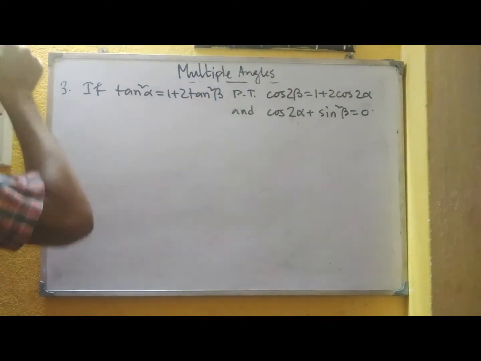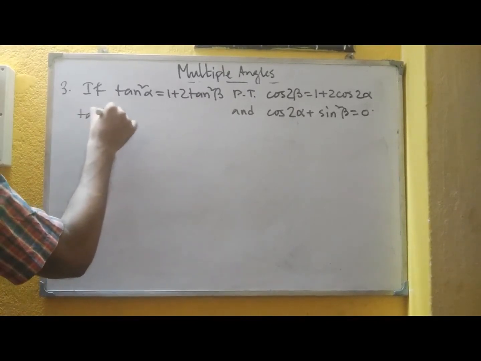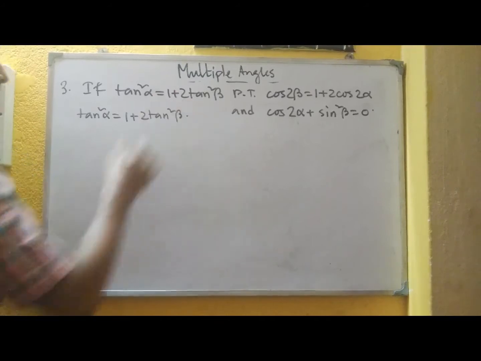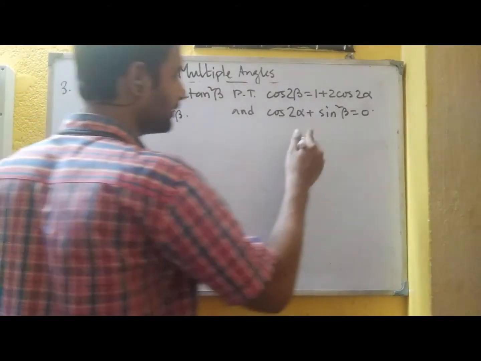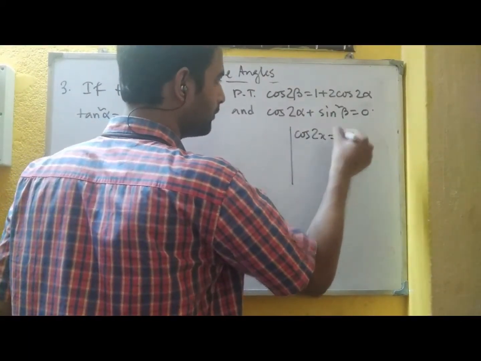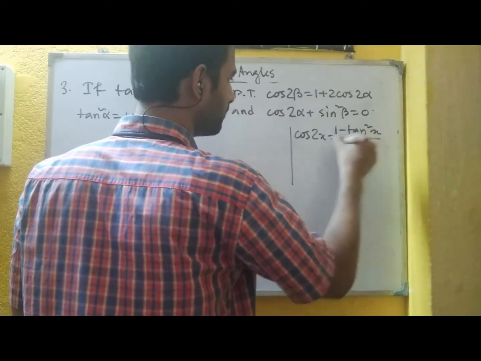Okay, so we will start with the given condition, that is tan square alpha equals 1 plus 2 tan square beta, and then apply the formula for cos 2x. We know the formula of cos 2x is 1 minus tan square x by 1 plus tan square x.